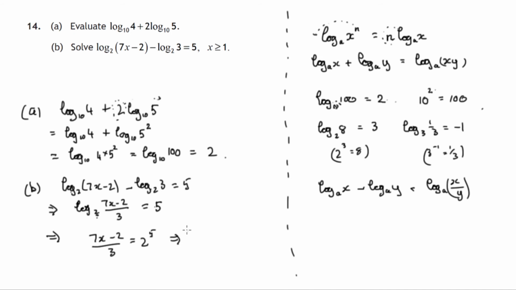So what have we got? 7x minus 2 divided by 3 is equal to 2 to the power 5. 2, 4, 8, 16, 32. 5 2's multiplied together, 32. So what is that giving us? Multiply both sides by 3. 3 times 32 is 96.